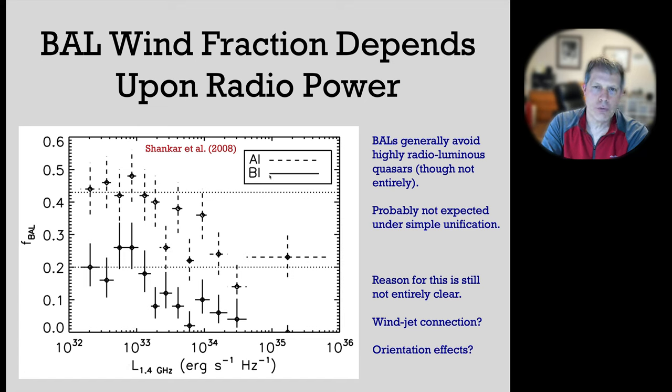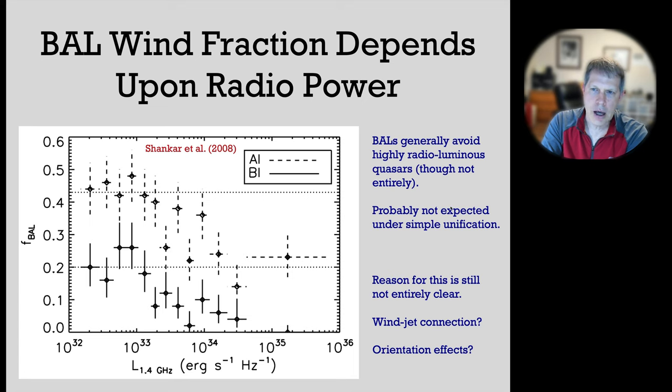This is shown both for bona fide broad absorption line features as well as for somewhat weaker ultraviolet absorption features. As you go up to very large radio luminosities, which presumably has something significant to do with the strength of the jet, the fraction of objects showing broad absorption lines clearly declines. You can see that here. So the point here, as written, is that broad absorption lines generally avoid highly radio-luminous quasars, although not entirely. There's a clear effect there.